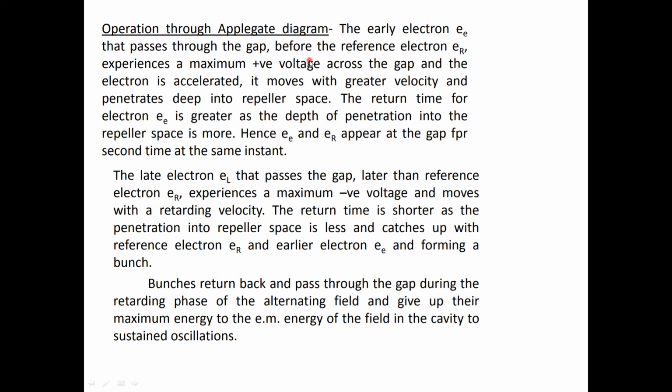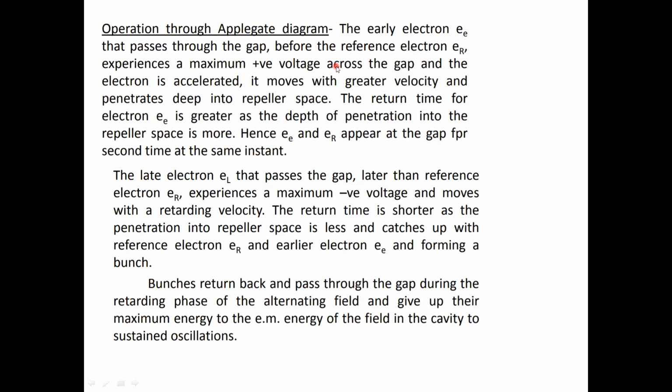The early electron passes the gap before the reference electron. Therefore, what is the field of this early electron? It will get the maximum positive voltage across the gap. So the status of these electrons is simply called accelerated electrons. Therefore, automatically this early electron moves with greater velocity and penetrates into the repeller space very much closer. So the return time for this early electron is greater, and the depth of penetration into the repeller space is more.